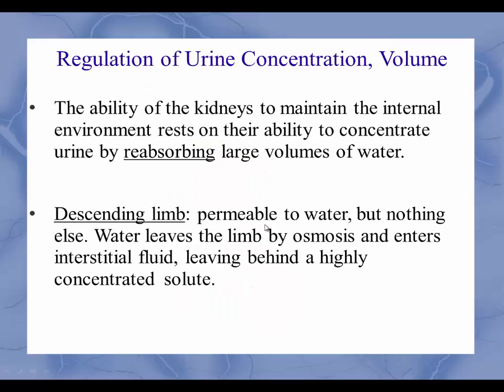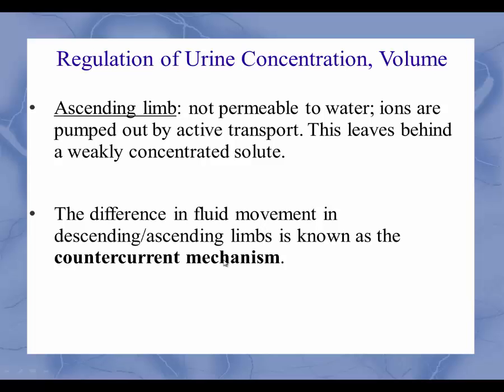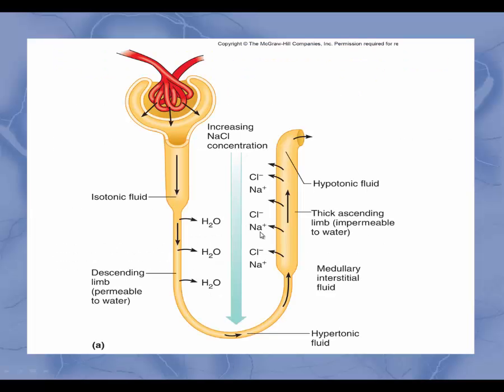And something that's fairly complex that we will just mention by definition: the difference in fluid movement on both the descending limb and ascending limb is called the countercurrent mechanism. The amount of stuff that gets pumped out here influences how much water gets pumped out here. So they affect each other, but at different rates. This is called the countercurrent mechanism.